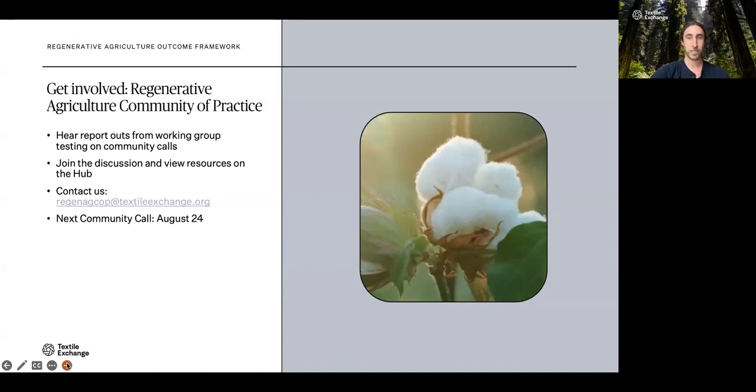And really looking forward to continuing the conversations around the outcome framework through the hub site in the meantime.